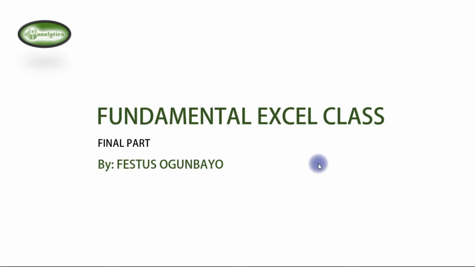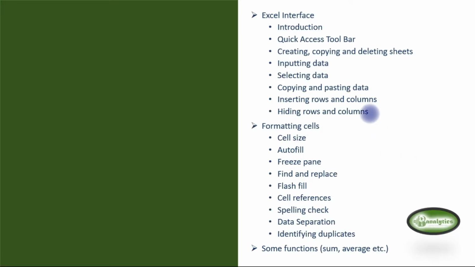Now let's quickly take another look at some of the things we've learned and what we intend to learn. During this course, we checked through the introduction and the quick access toolbar. We spoke about creating, copying and deleting sheets. We talked about inputting data, selecting data, copying and pasting data. We vigorously looked into inserting rows and columns. In the second part, I took you through cell size, freeze panes, find and replace, flash fill, cell references, spelling check, and identifying duplicates. And I assured you that in the next session I'll take you through autofill, data separation, and then I'm going to go into some functions, which is the main part of this session.